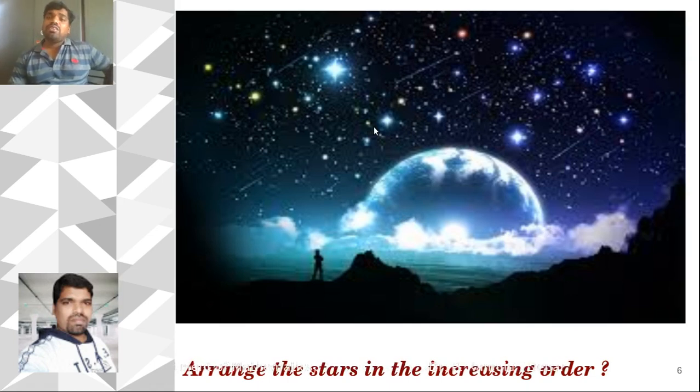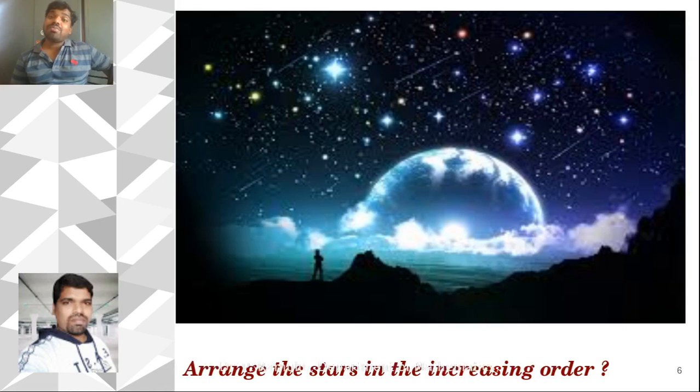If I choose this as the first star, I want to choose some other, maybe this is the second star, this is the third star, this is the fourth star, this is the seventh star, eighth star, ninth star, tenth star. Okay, so these are my perception of choosing the star.